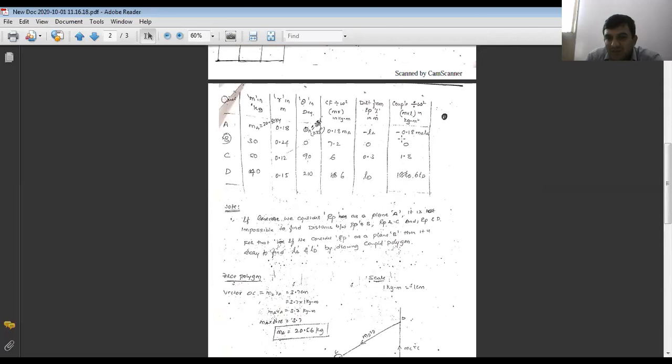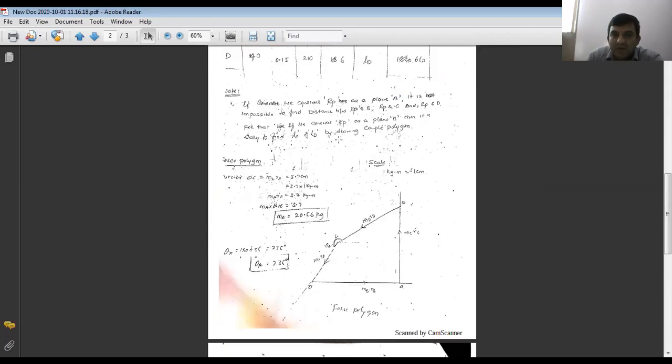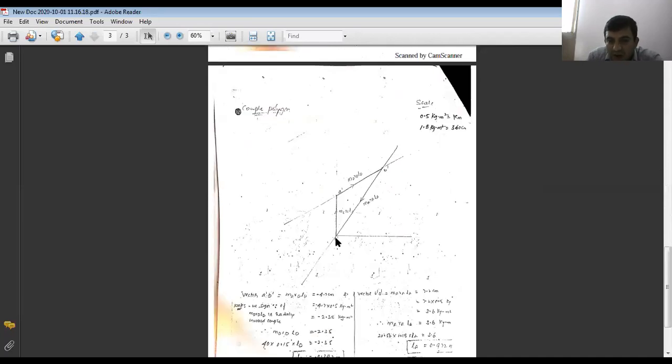The next one is minus 0.18 MA, but the magnitude is unknown. What about the orientation here? 235 degrees. From where do you draw that? You start from point O dash because it should be a closed polygon. From O dash, draw a 235-degree line, parallel to what we measured in the space diagram, theta A, on both sides.